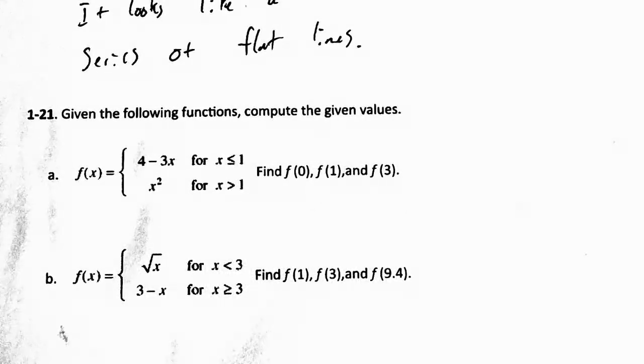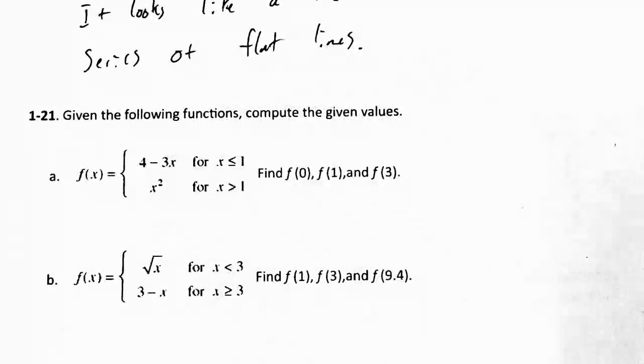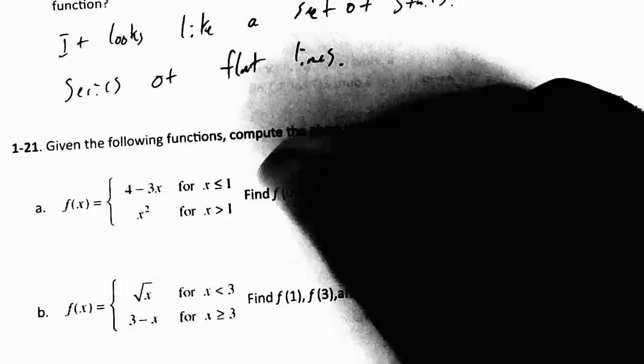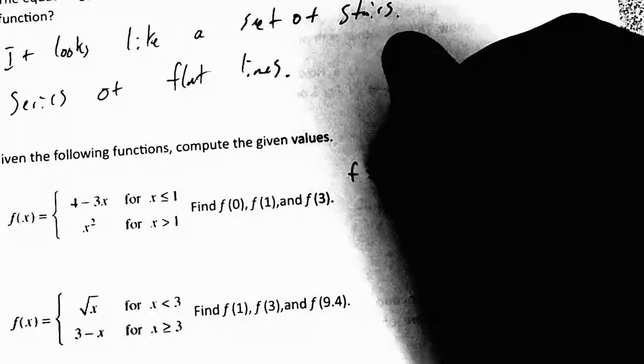21. Given the following functions, compute the given values. So f of x, we have a piecewise function. It's 4 minus 3x for everything less than or equal to 1, and it's x squared for everything greater than 1. So we need to find f of 0, f of 1, and f of 3 off the side here. So f of 0 first.